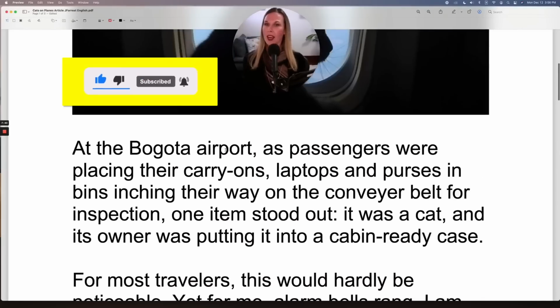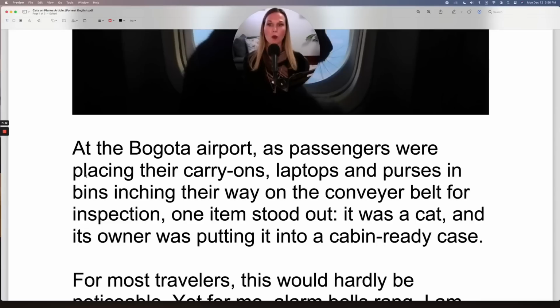At the Bogota airport, as passengers were placing their carry-ons, laptops, and purses in bins, inching their way on the conveyor belt for inspection. Okay, let's stop here.